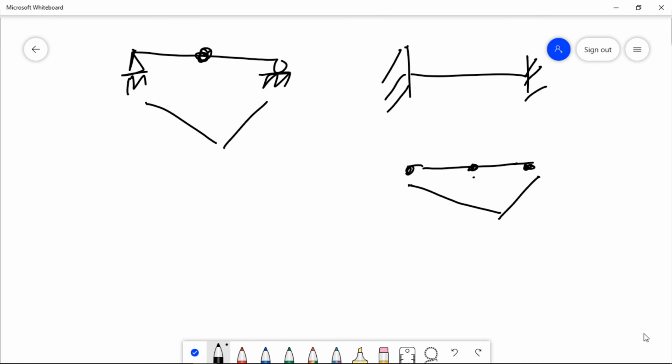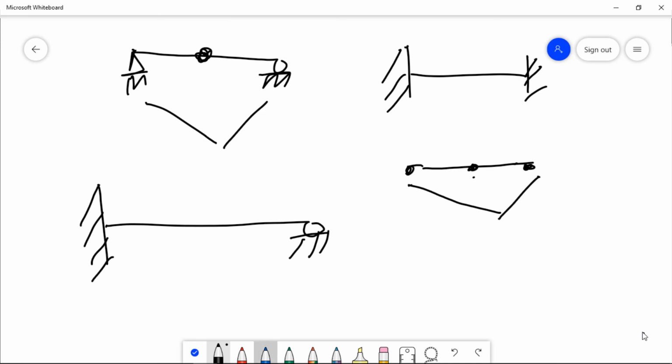Similarly, take another example. Here, that is a propped cantilever beam. One side is fixed, the other side is a roller or hinge, that is a propped cantilever beam. The moment diagram of this beam I am showing here.